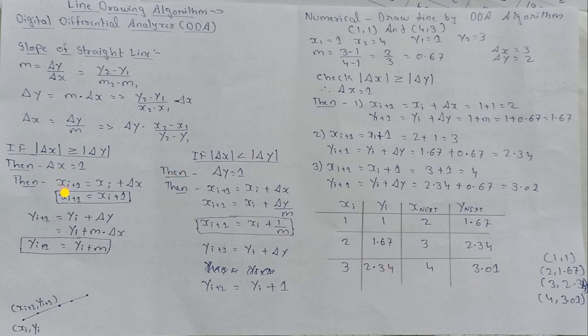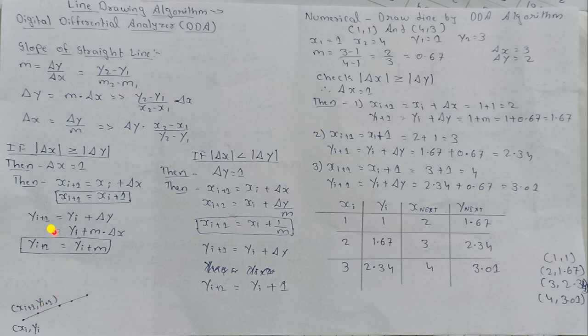So xi comma yi is already given to us. As I just told, to find xi plus 1 comma yi plus 1, we have to take the previous point as the current point. So xi plus 1 equals xi plus delta x. I put the xi as it is, and delta x equals 1. So this is the formula for xi plus 1, the second point.